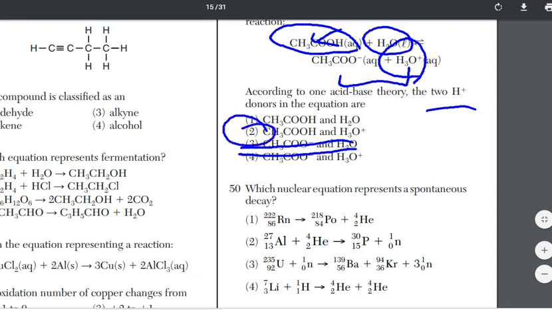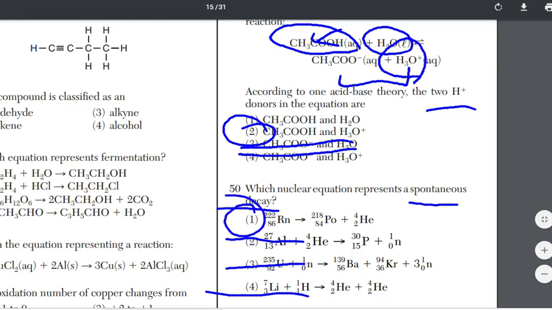All right, and finally for number 50, which nuclear equation represents a spontaneous decay? Spontaneous means it's going to happen on its own. It's decaying. You're starting with only 1 reactant. So sure enough, 2, 3, and 4 are out of the box. The answer has to be choice 1.